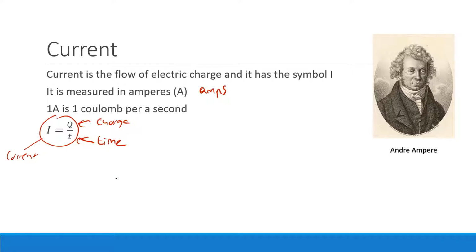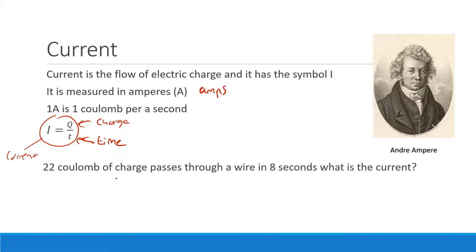The idea that we're trying to say is, if you have a large amount of charge moving in a very short amount of time, like you've got a very, very quick speed, we would refer to that as having a high current. The opposite would be true if we had a low amount of current, or we had that charge moving at a very, very slow speed. We would say that's a very low current. So this is our idea of current. Okay. Good.